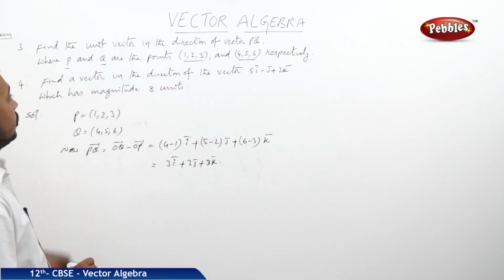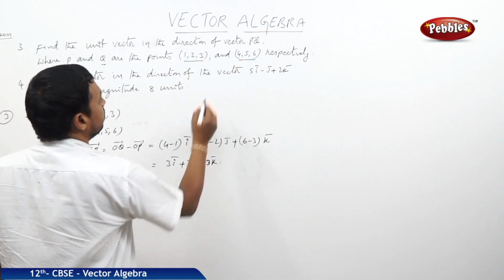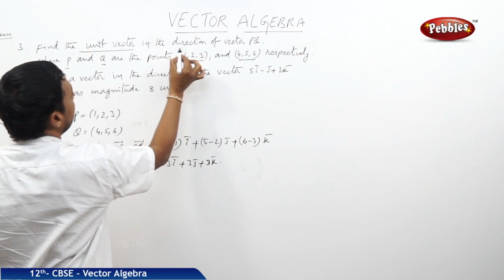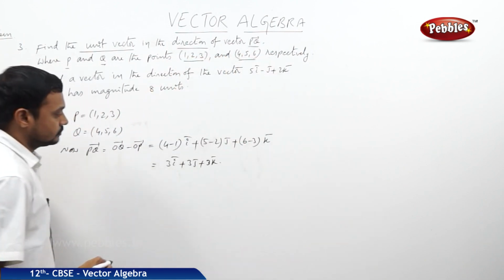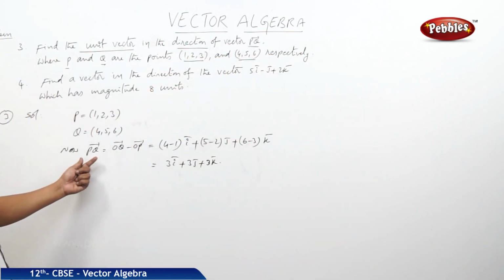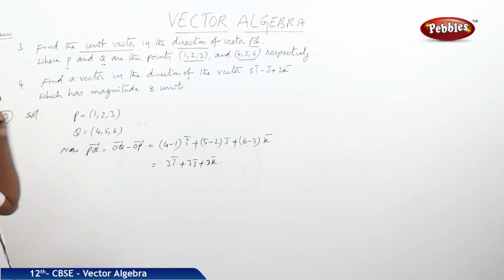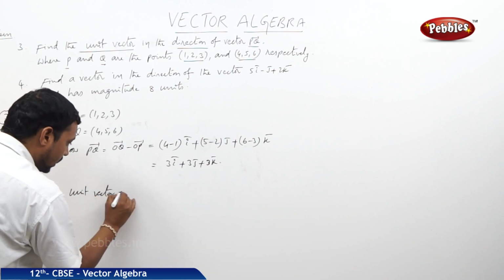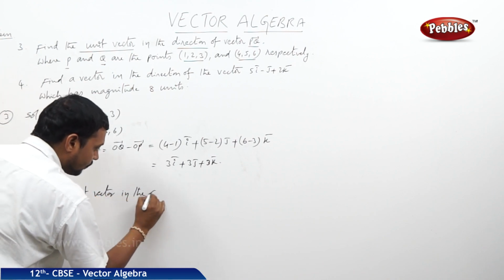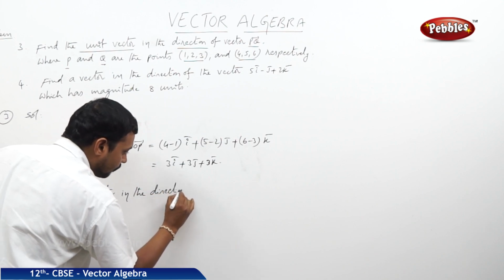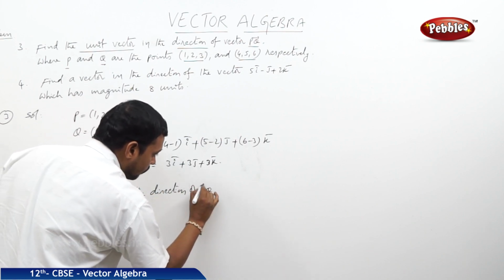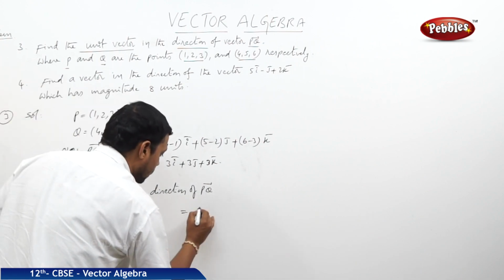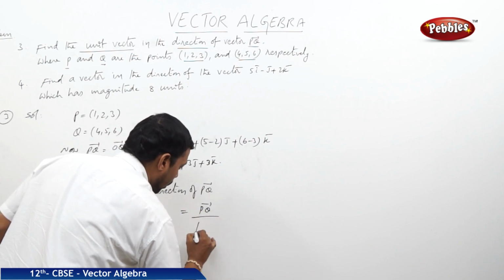Now we have defined the vector PQ, but the question is to find the unit vector in the direction of PQ. So for a unit vector, divide the vector by its magnitude. Now the unit vector in the direction of PQ is given by PQ by modulus of PQ.